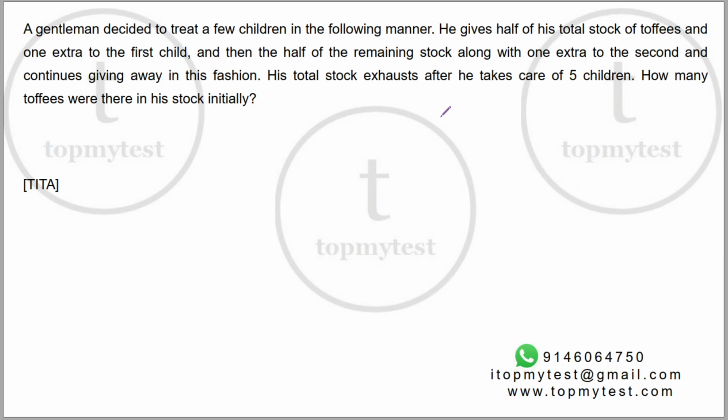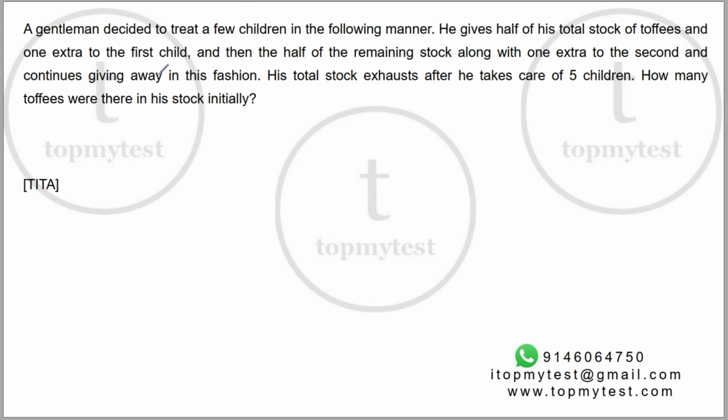of this session. So this one says, a gentleman decided to treat a few children in the following manner. He gives half of his total stock of toffees and one extra to the first child. Then half of the remaining stock along with one extra to the second, and continues giving away in this fashion. The total stock exhausts after he takes care of 5 children. How many toffees were there in the stock initially?